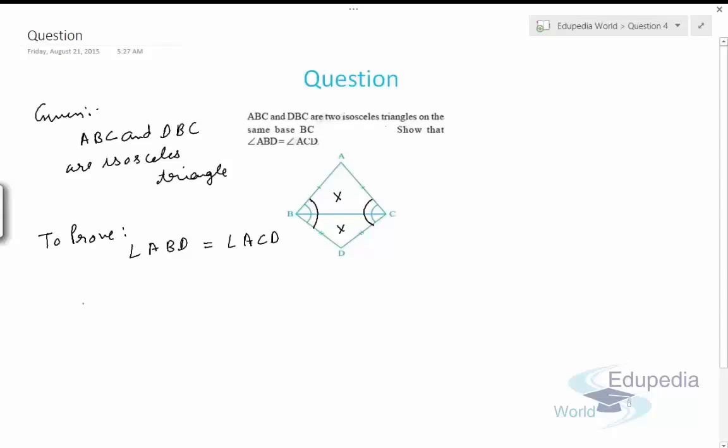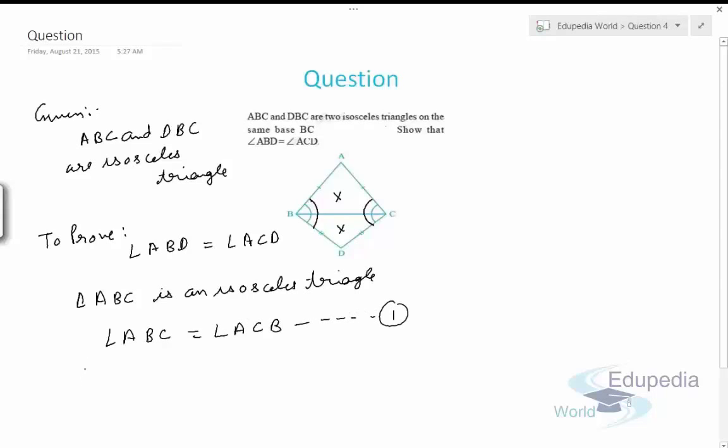So let's see how we can prove this now. It's given triangle ABC is an isosceles triangle. So we can say that angle ABC is equal to angle ACB. Let it be the first equation. Similarly, it's given that triangle BDC is an isosceles triangle.